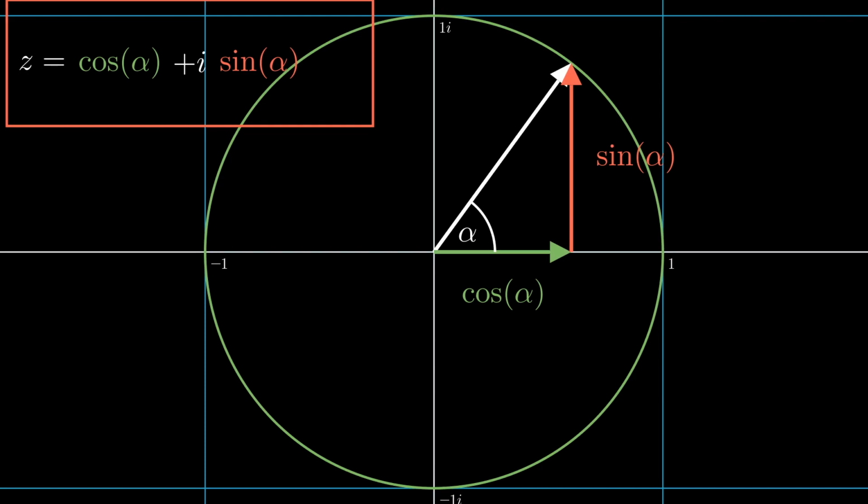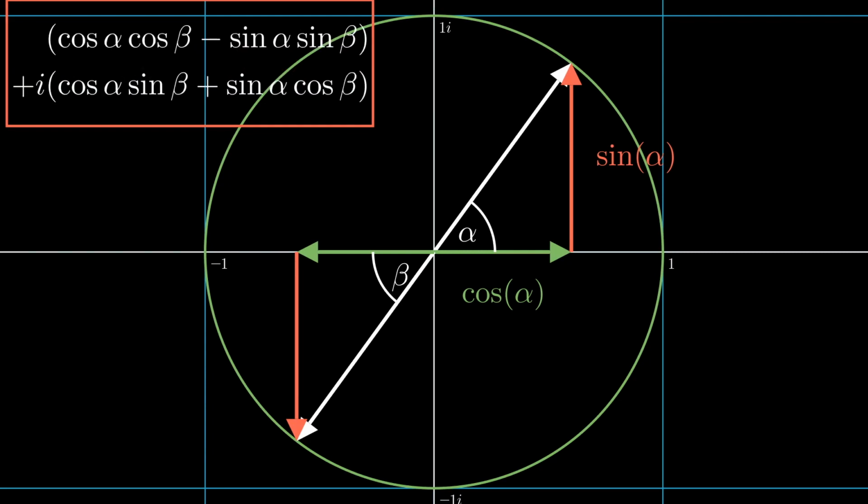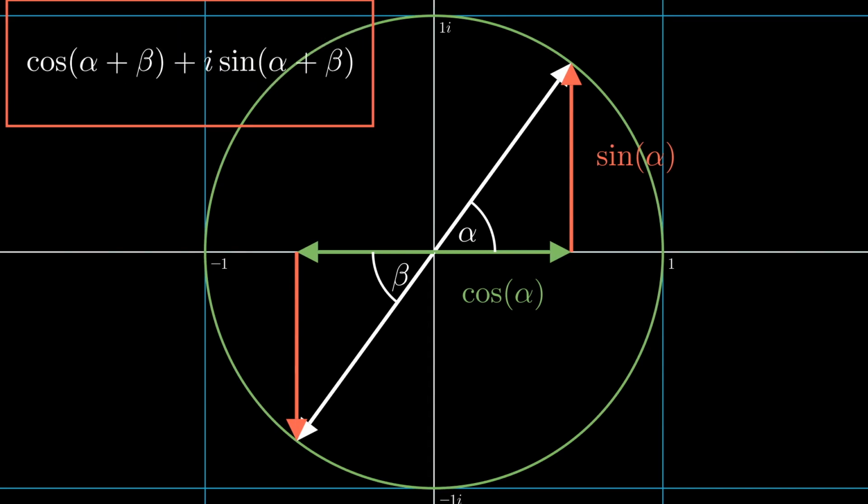To now get clear what it means to multiply two complex numbers, let's add another angle, so-called beta, so we get cosine of alpha plus i times sine of alpha, times cosine of beta plus i sine of beta. If we multiply that out, we get a pretty long expression. But since this is just trigonometry, we can also apply trigonometric rules. From this we get cosine of alpha plus beta plus i times sine of alpha plus beta.